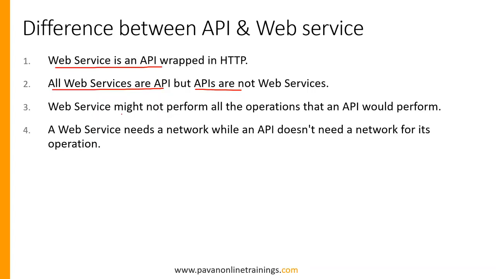Now a web service might not perform all operations that the API would perform. Sometimes API functionality will be different, and web service functionality will be different. It will work in local systems and it will work within the internet connection, throughout the network. A web service needs a network, while an API doesn't need a network for its operation. Without having a network also, we can directly test the APIs. But if you want to test the web service, we need a network, we need an internet connection. Okay, so these are all the differences between API and web service.